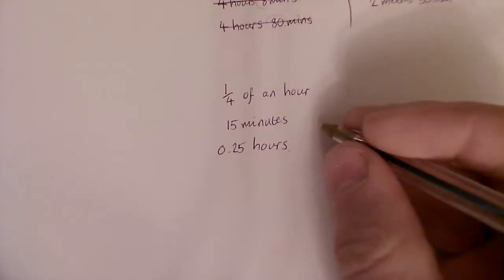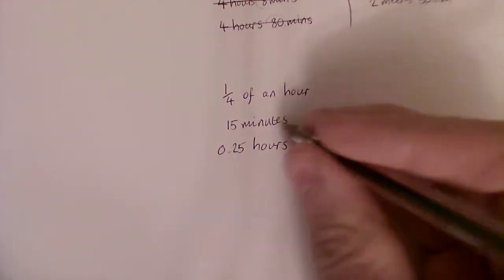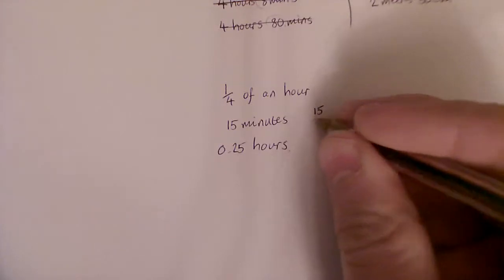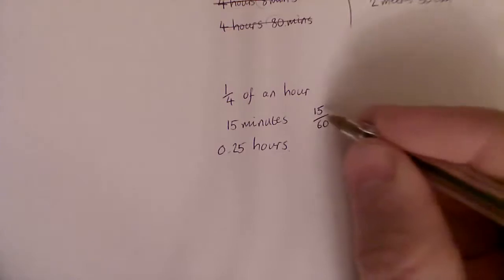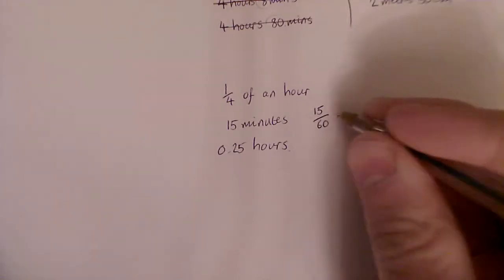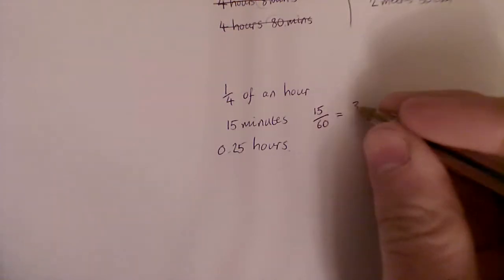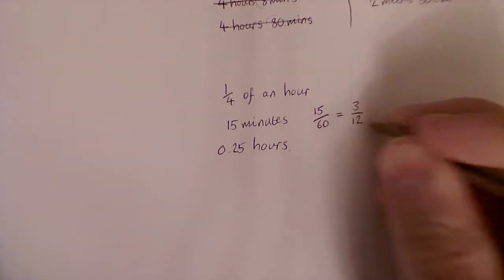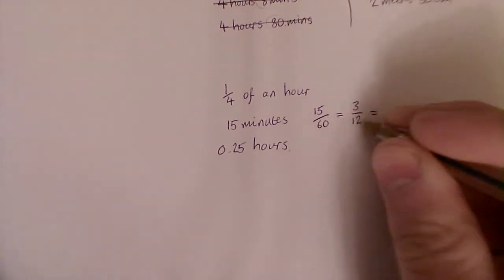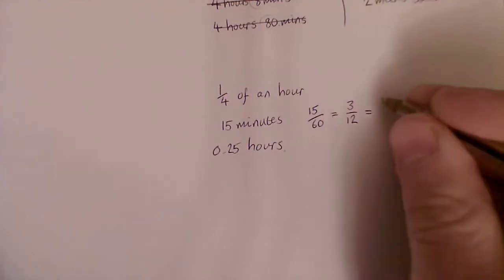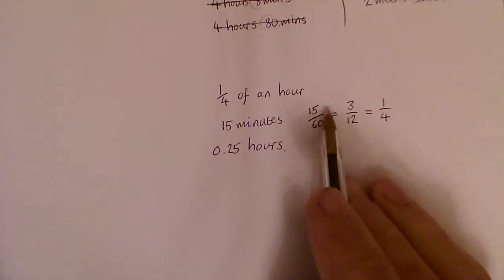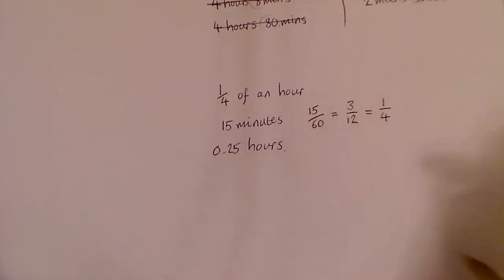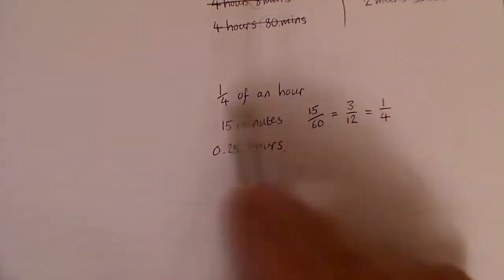Well, if we start with this minutes, 15 minutes is 15 out of 60. We can cancel that down. Both divide by 5. So it's the same as 3 out of 12. Both of those divide by 3. So that's the same as 1 over 4. So actually looking at fractions out of 60, we can see it cancels down and it makes this nice quarter of an hour that we're used to.